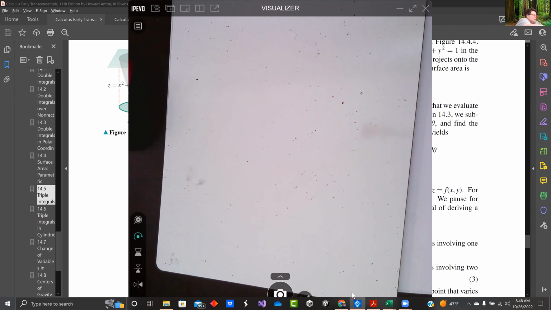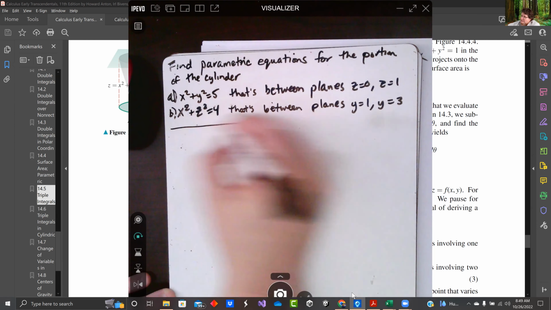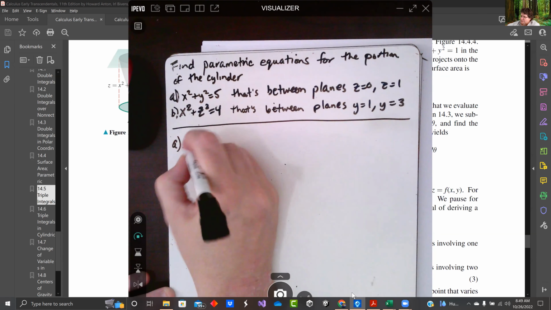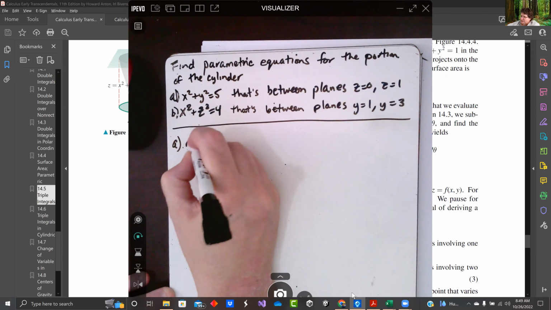And we're doing the surface area. So it's a cylinder. We're not looking for the volume inside, so we don't need the radius from 0 to a number. It looks like for A, R squared equals 5, so R is the square root of 5. So if I do R and theta, I don't really need R.